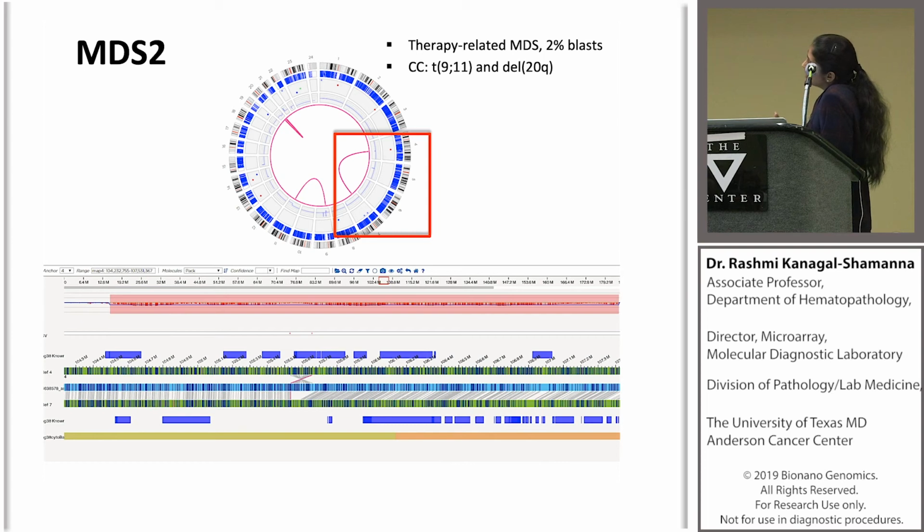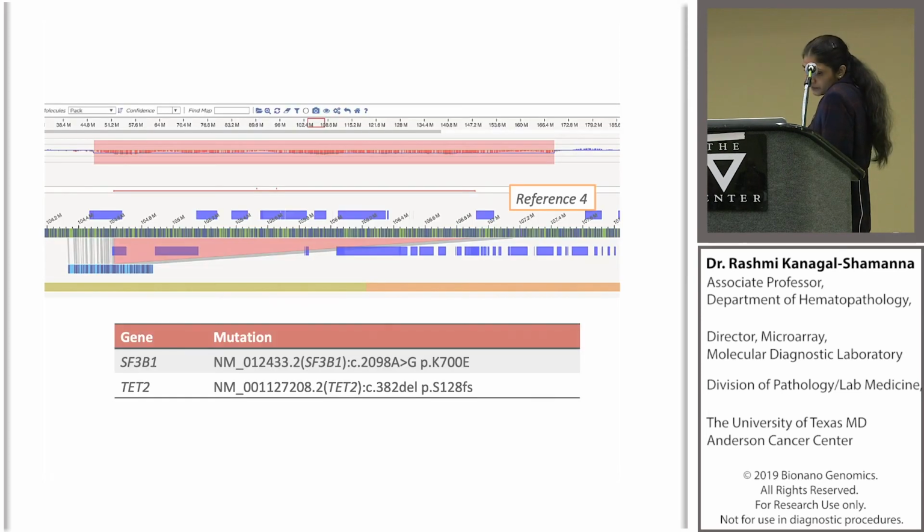In addition to these two abnormalities that were also picked up by karyotype, there is one more fusion that we see between chromosome 4 and chromosome 7. When we map it back here, here is what maps to chromosome 4, and this maps to chromosome 7. And there happens to be this fragment here that is mapping to neither, which in fact suggests a deletion, because it's not mapping to either.